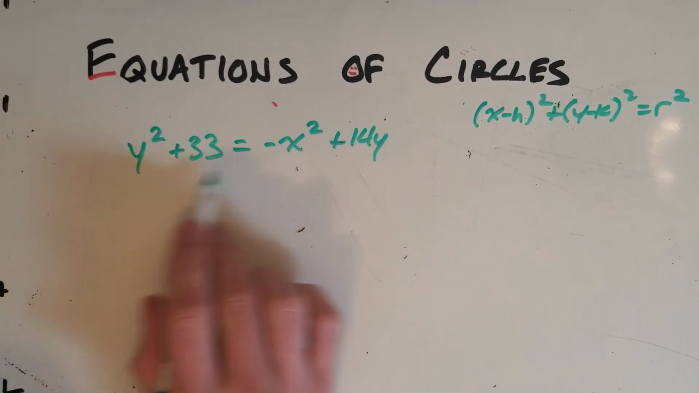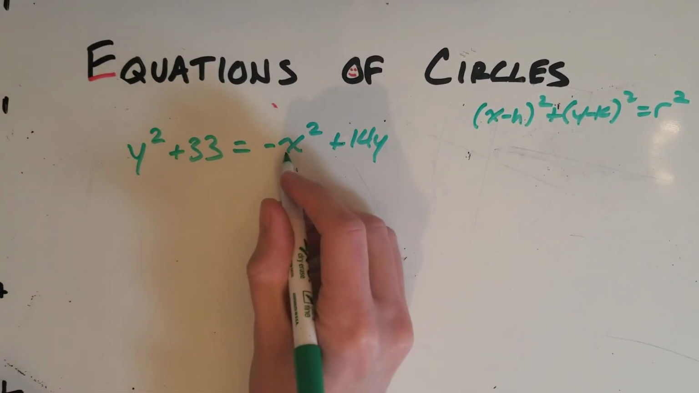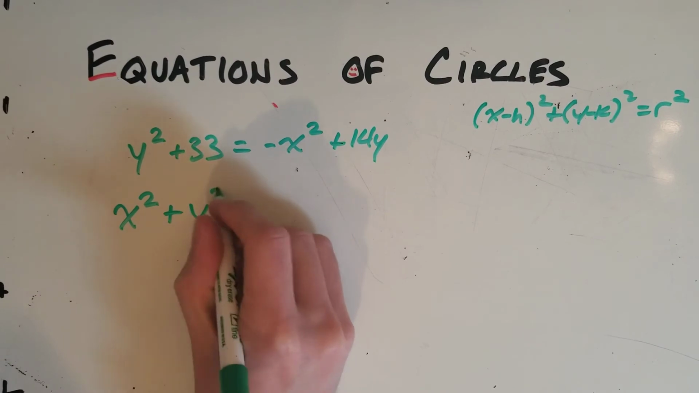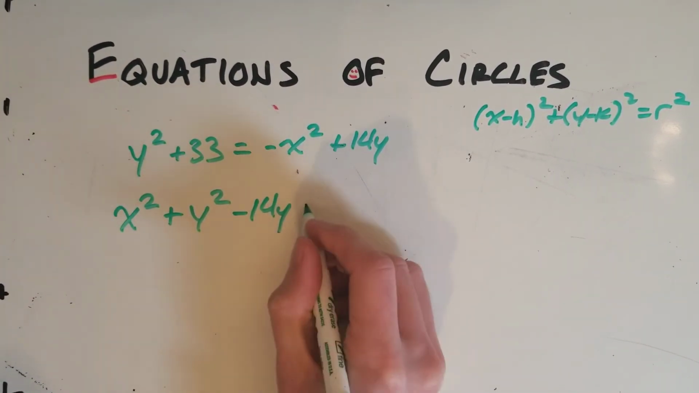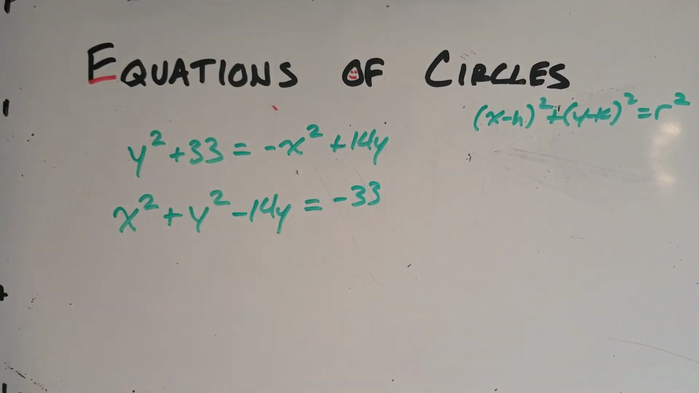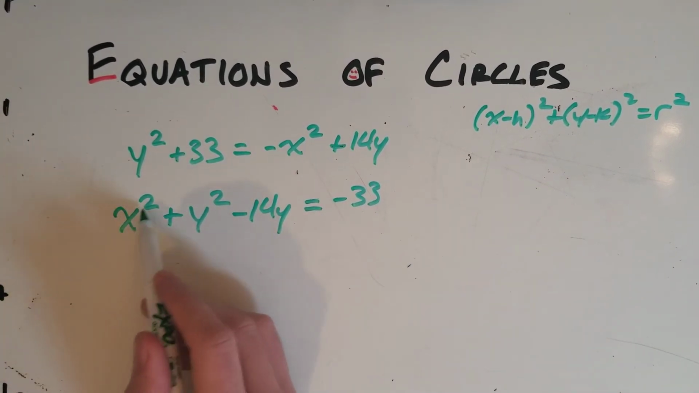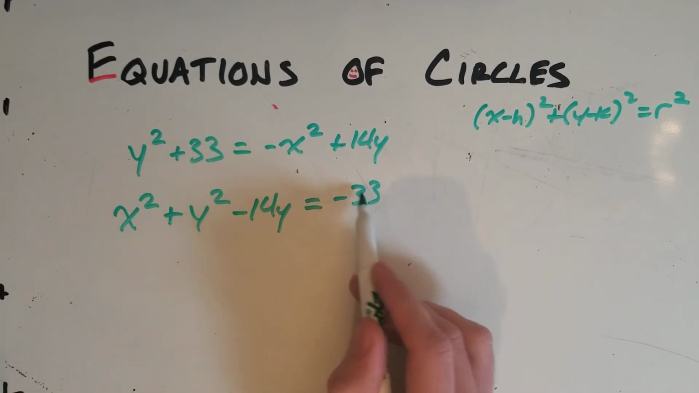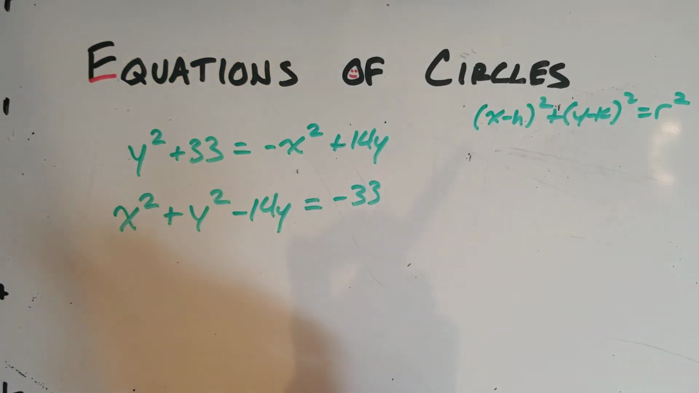So let's get all of our variables to the same side. I'm going to bring the x squared over. So x squared plus y squared. I'm also going to bring this 14y over with us. Minus 14y. And we can put the 33 over to the other side. That's fine. So here we're really close to being in the right form. We have the x squared, we have a y squared, we have this term that's kind of throwing us off. And well, we have a negative over here. Can't really have a negative radius for what we're working with.